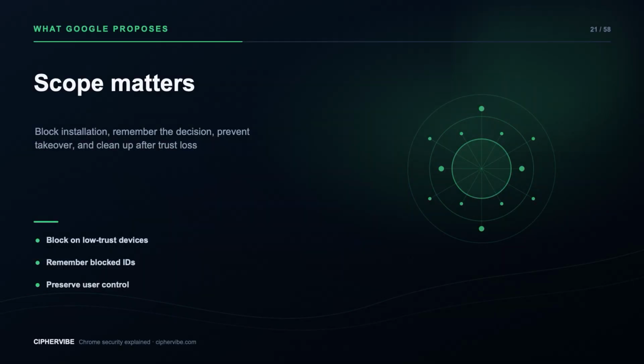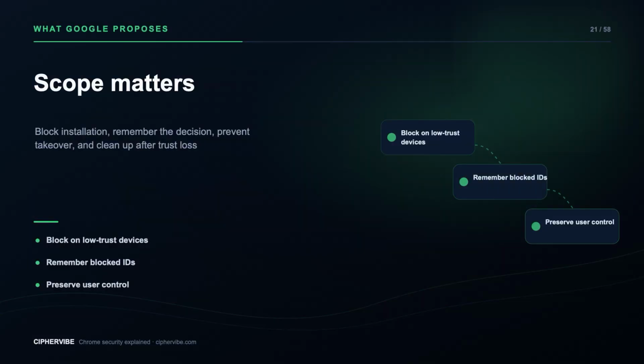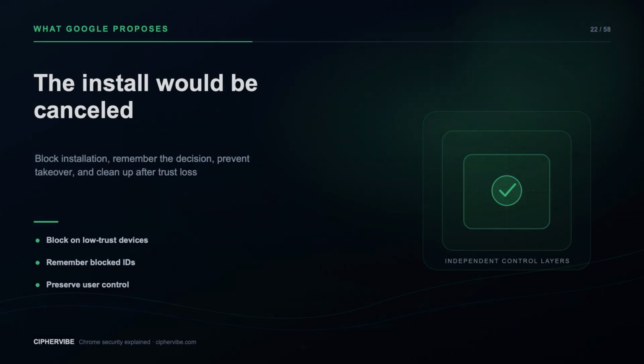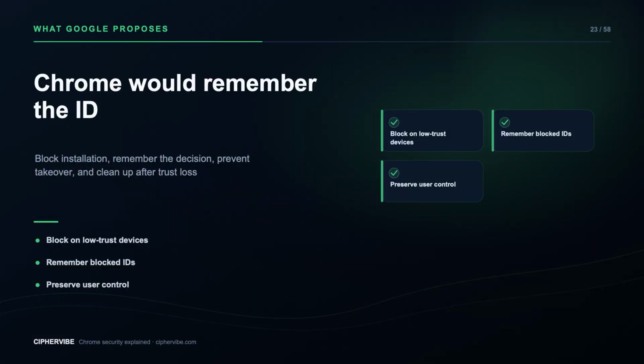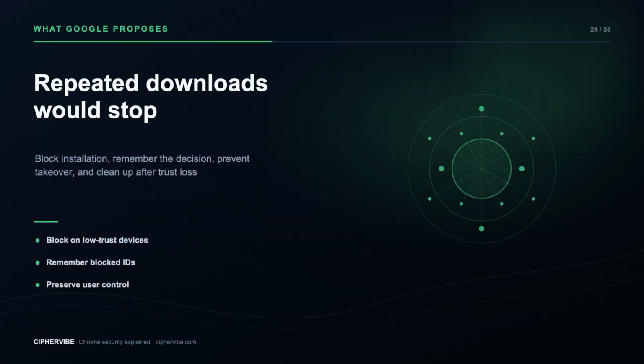The proposal targets unmanaged Windows and macOS devices, which Chromium describes as low-trust environments for local policy enforcement. If a policy extension overrides new tab or default search in that environment, Chrome would stop the installation. The browser would store the blocked extension identifier in a preference instead of forgetting what it rejected. Future policy checks would skip that same blocked extension, reducing repeated installation attempts and unnecessary network activity.